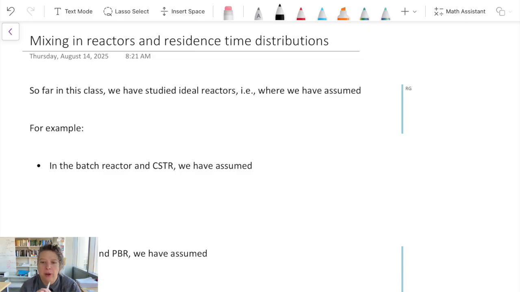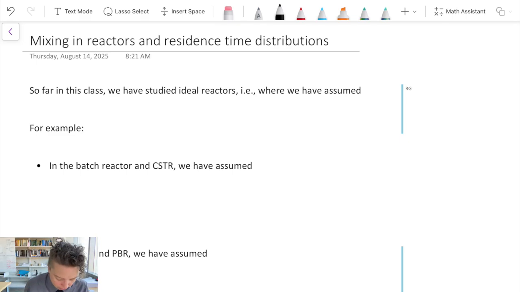And why that's important is because it influences the chemical reactions taking place inside the reactor, and it influences the performance of the reactor. So, for example, the product distribution in a reactor with non-ideal mixing will be different than in a reactor with ideal mixing. And we're going to show that over the next couple of lectures.